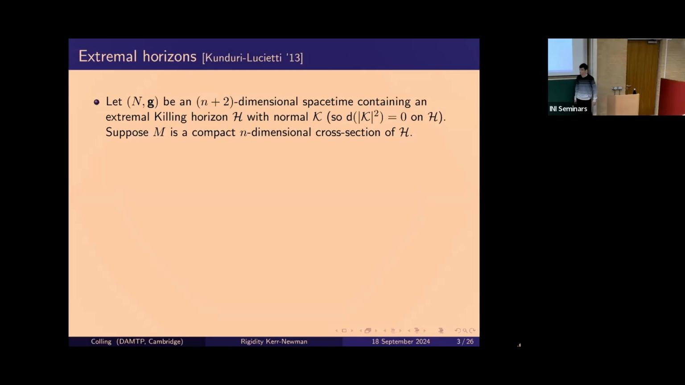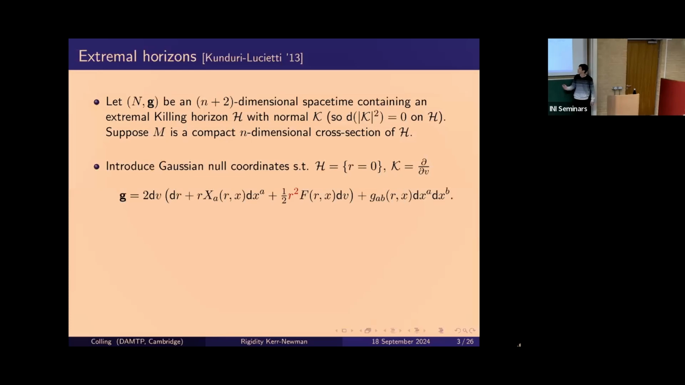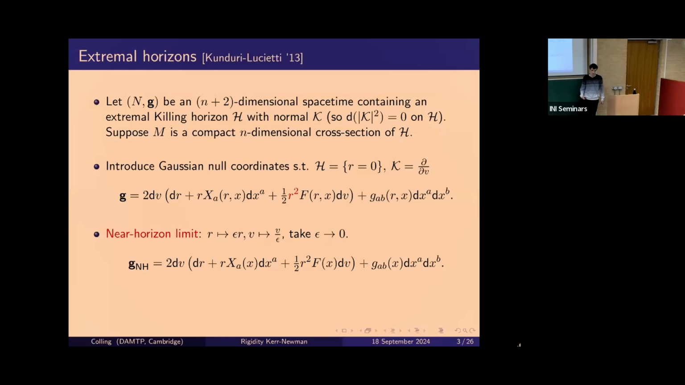In this situation, we can introduce some nice coordinates, Gaussian null coordinates, such that the horizon is at r equals 0, and the Killing vector is d by dv. Then we have some coordinates x^a, which are an arbitrary chart on this compact manifold M. In these coordinates, the metric looks like this. It's important to note that there's this r squared here, which comes from the assumption that the VV component of the metric, the norm of the Killing vector, has a double 0. This assumption is what allows us to take the near horizon limit. So we consider the 1-parameter family of metrics obtained by multiplying r by epsilon and dividing v by epsilon, and then take a limit as epsilon goes to 0.